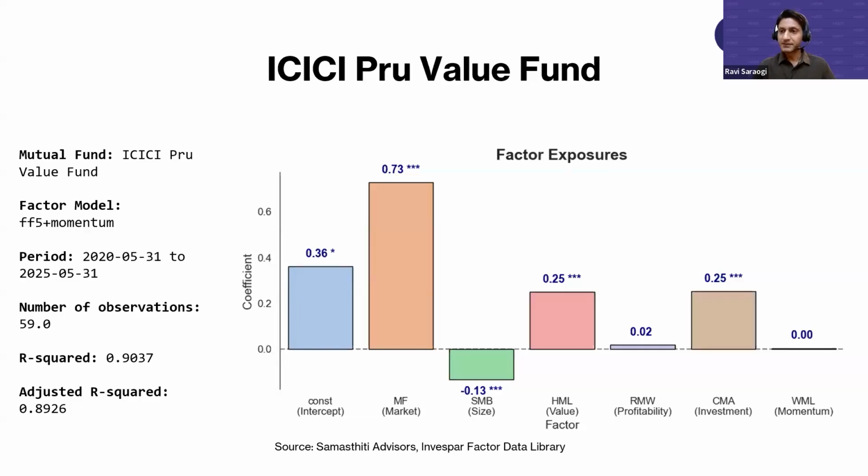Now, this is where it gets more interesting. We've applied a more advanced lens. We are now using the Fama-French 5-factor model with momentum. This is a more nuanced model. On this chart, you can see the fund's exposure not just to the market, but also to 5 other factors that academic research has shown influence returns. First, let's look at the market return.